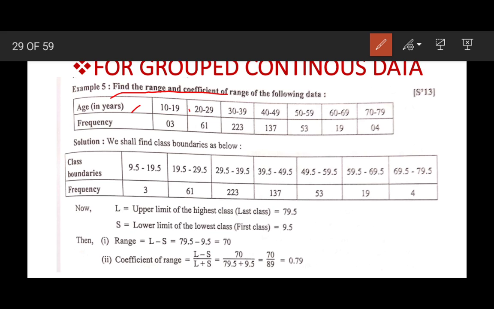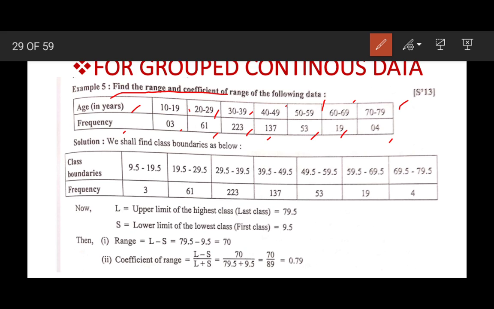So 10 to 19, 20 to 29, 30 to 39, 40 to 49, 50 to 59, 60 to 69 and 70 to 79. And the corresponding frequency is given as 361, 223, 137, 53, 19 and 4. Now we are interested in the range and coefficient of range.